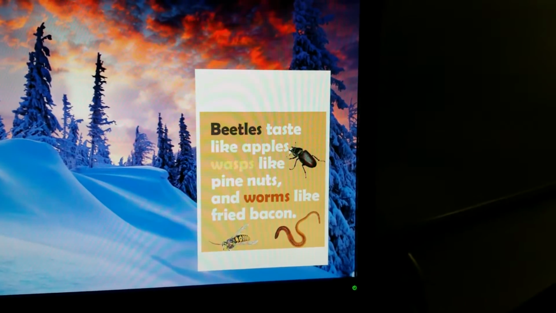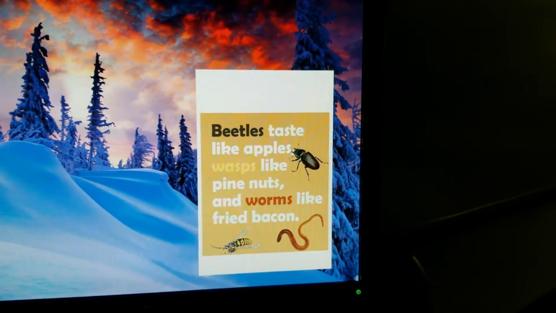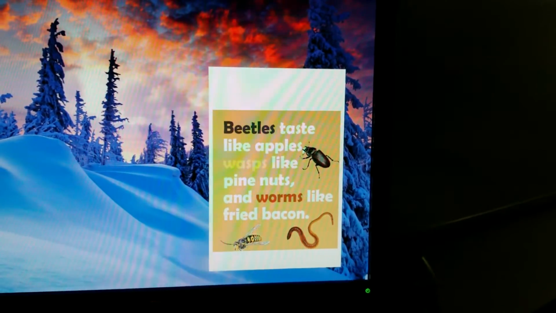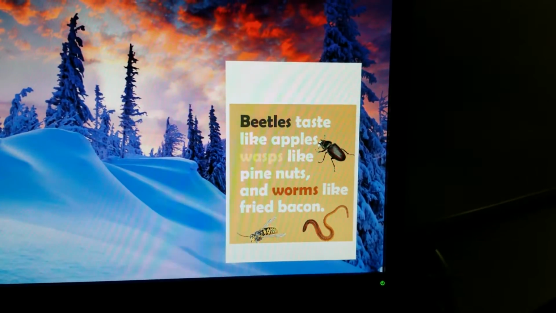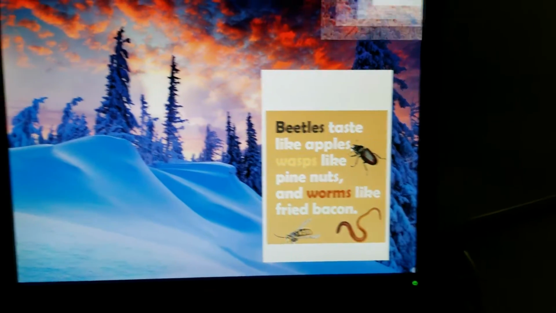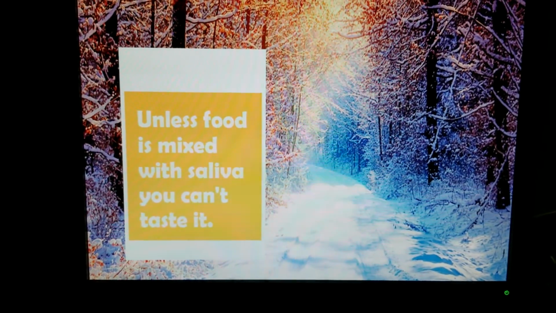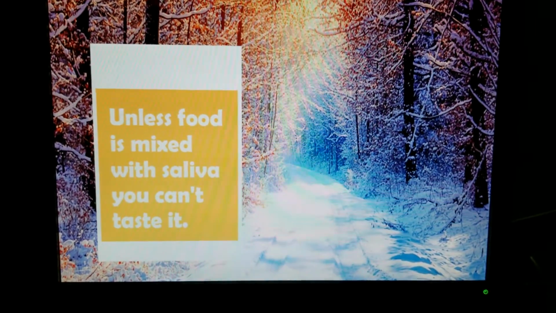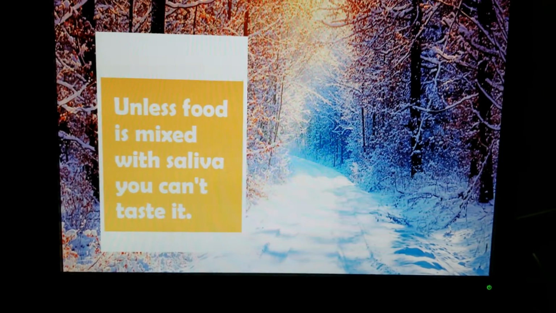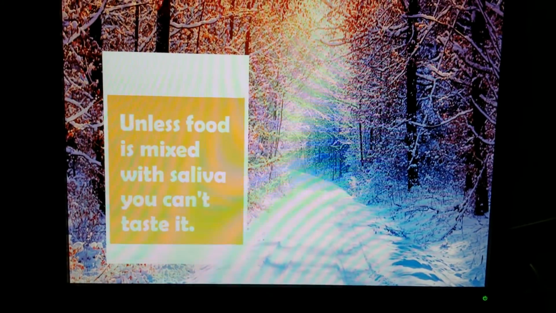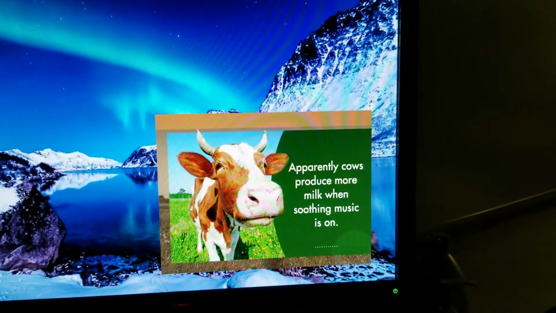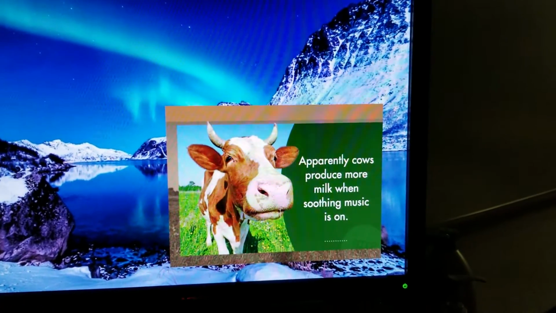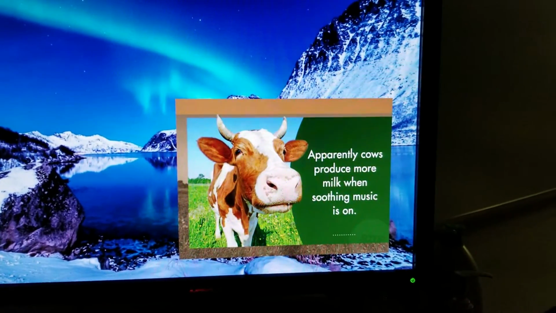I cannot testify to this, but apparently some people say beetles taste like apples, wasps like pine nuts, and worms like fried bacon. If you ever try that, let me know. I don't know that I'm brave enough to try any of those creatures, but apparently that is what each of those tastes like. Unless food is mixed with saliva, you can't taste it at all. Chemical receptors are your taste buds on your tongue. They have to have saliva in order to do that and to process those chemicals and to allow you to taste your food. So, saliva, very important. And finally, it is National Milk Day, so this is very appropriate. Apparently, cows produce more milk when soothing music is on. Yeah, it just allows them to relax and they're able to produce more in the way of milk.